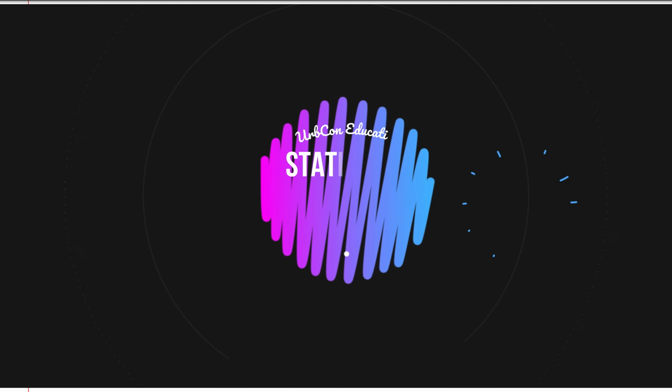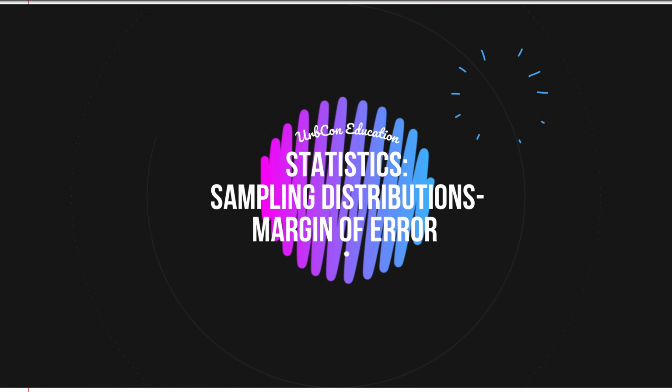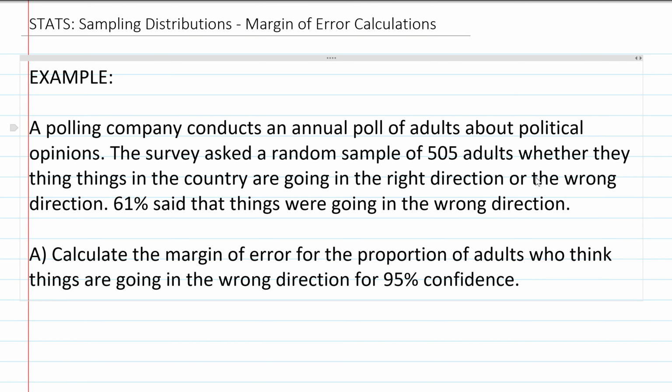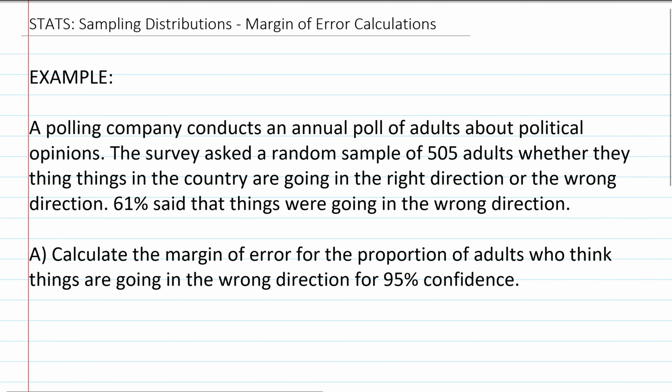Okay, so let's take a look at margin of error calculations. Our example says that a polling company conducts an annual poll of adults about political opinions. The survey asked a random sample of 505 adults whether they think things in the country are going in the right direction or in the wrong direction. 61% said that things were going in the wrong direction.